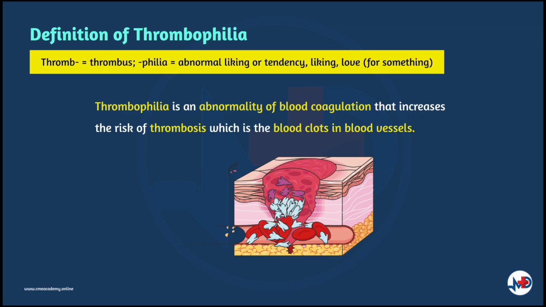Thrombophilia is defined as an abnormality of blood coagulation that increases the risk of thrombosis, which is the tendency of the blood clotting in blood vessels. Thromb refers to the word thrombus, and philia refers to the meaning abnormal liking or tendency. So thrombophilia is the abnormality of the blood where there is an increased tendency of clotting.